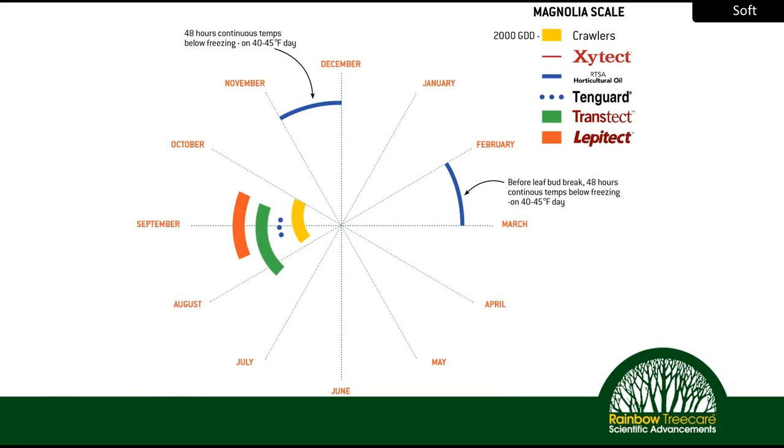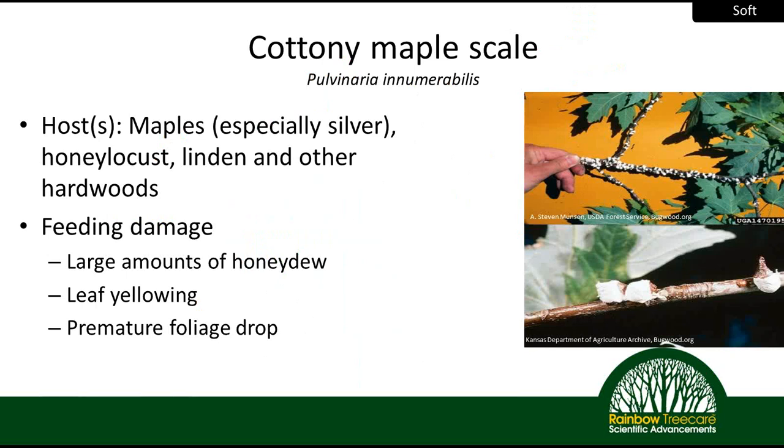And I wanted to spend a lot of time on that life cycle chart just to understand how the biology of that particular scale, and actually the biology of all scales, relates to the different management techniques.